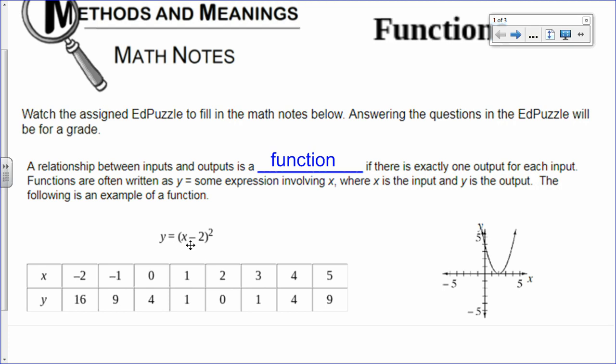So y equals (x minus 2) to the second power is considered a function. Because if you notice in the table, there's several inputs with several outputs, but no two inputs have different outputs. Okay. Another way to tell is you could do the vertical line test. So if you took a vertical line and slid it across the graph of your function, it wouldn't touch more than one point at the same time.